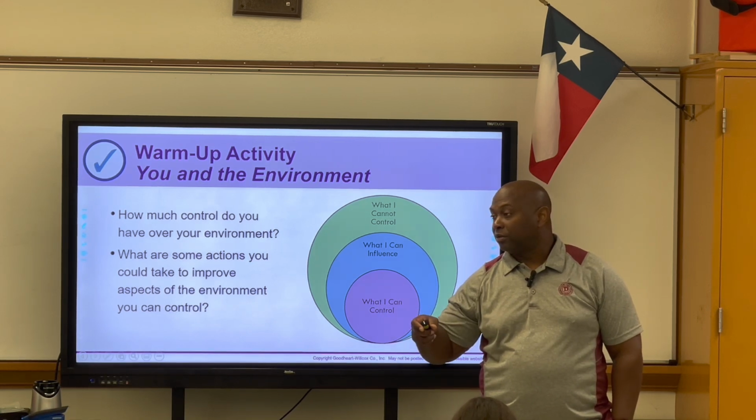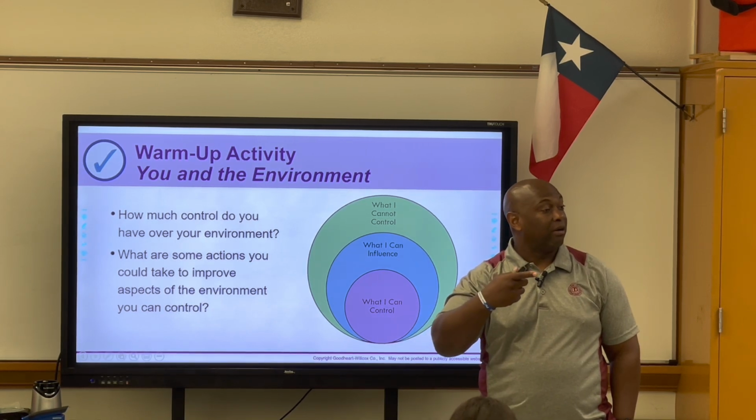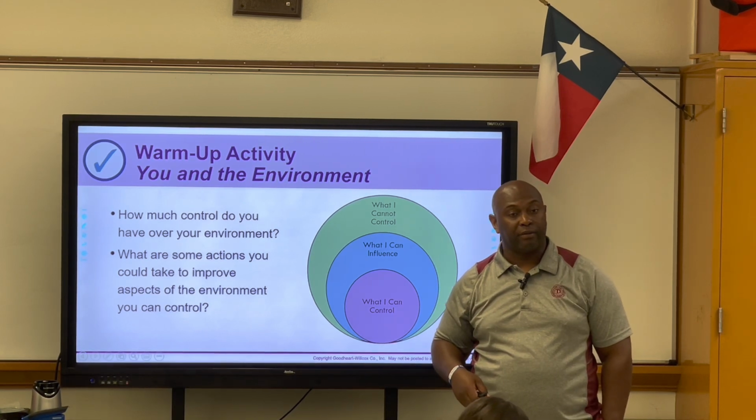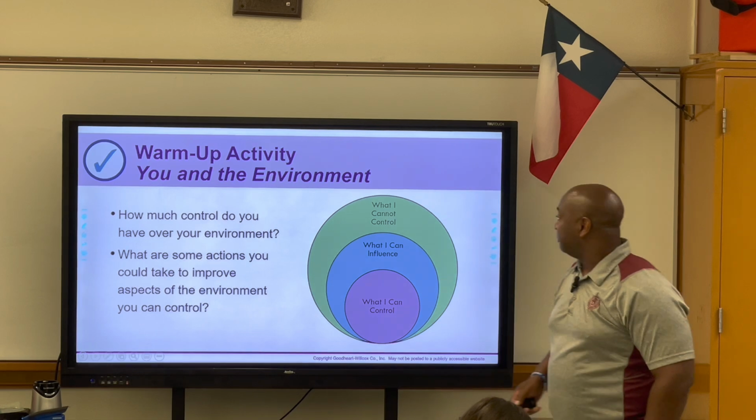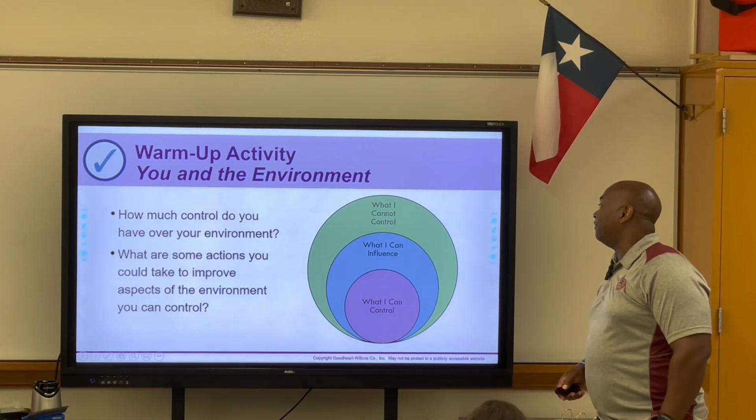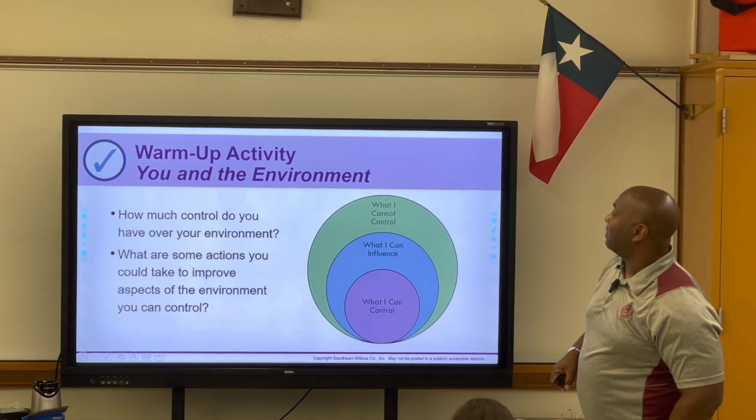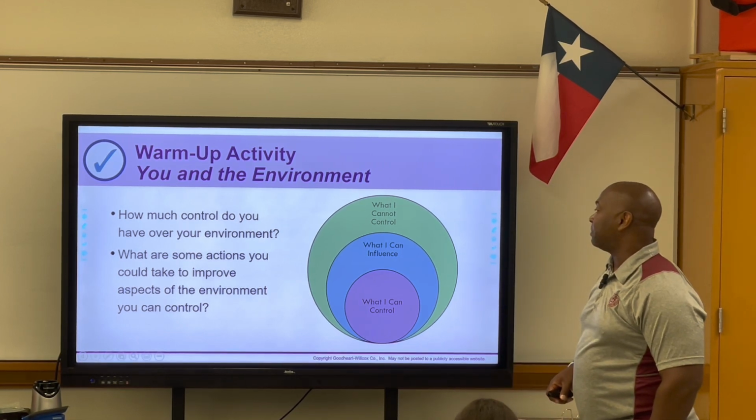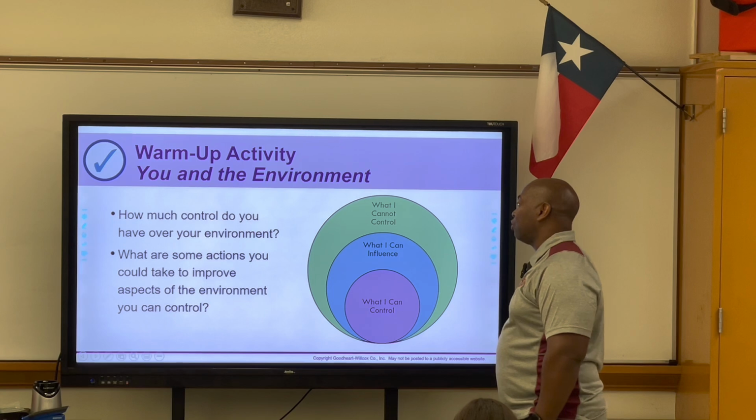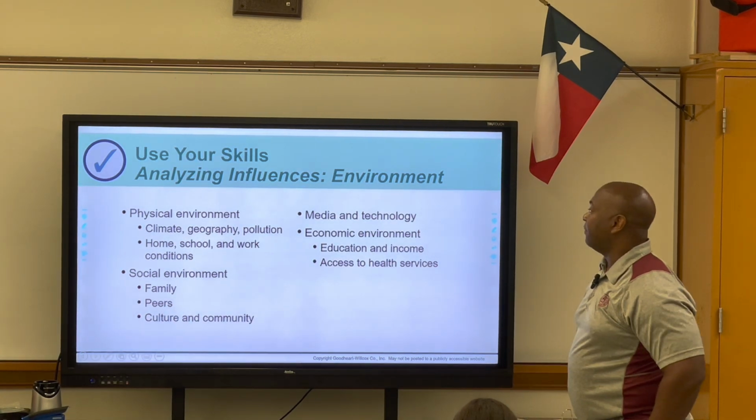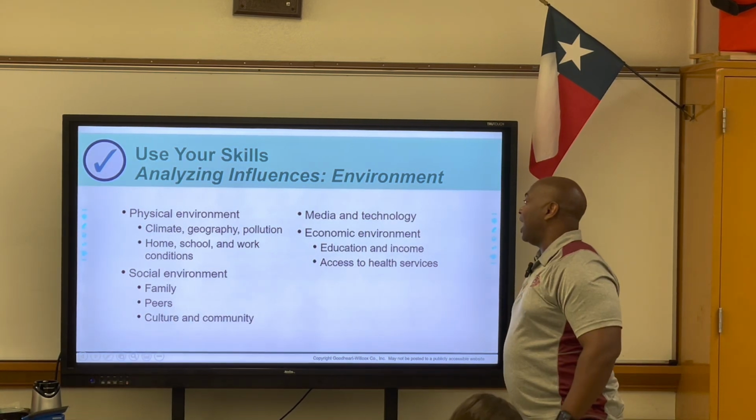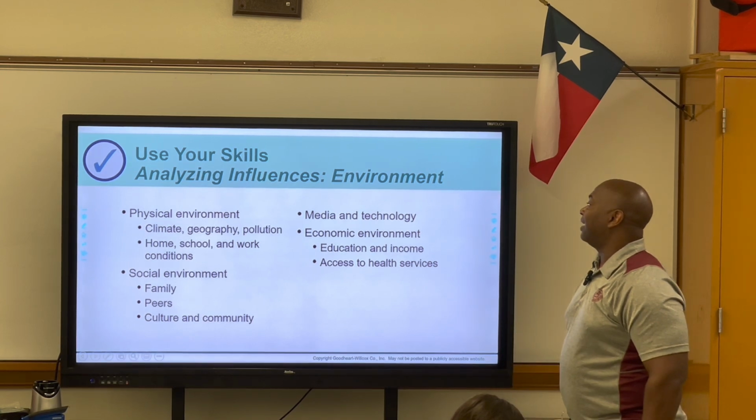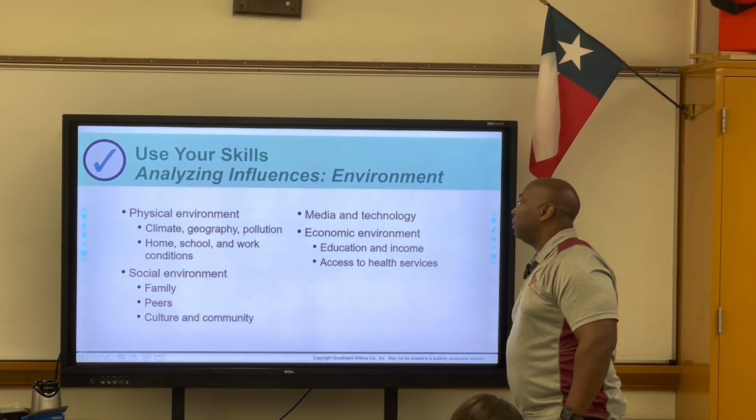People around you? Your health. Your health, how? By working out. By working out, your health, you can control that. All right. What can I influence? What are some of the actions you could take to improve aspects of the environment you can control? Okay. Physical environment, climate, geography, pollution.